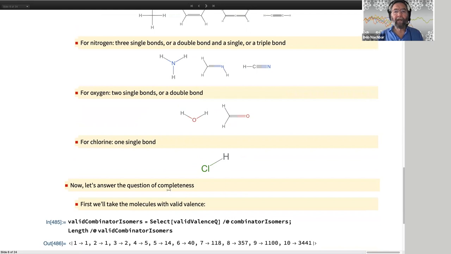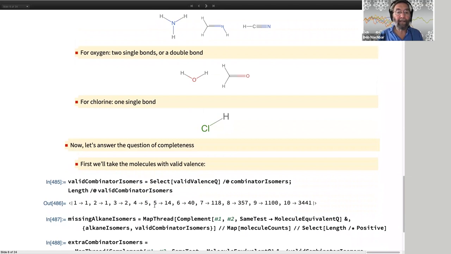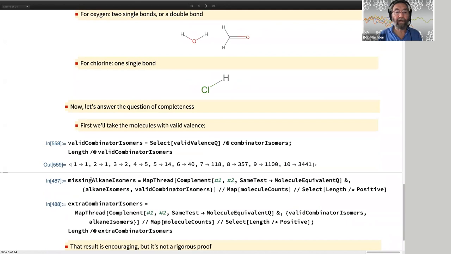So looking at just the molecules that were valid, do the structures that we generated of the combinators up to size 10 actually cover all of the possible alkane isomers? So let's get the valid ones. We looked at the invalid ones. Here are the valid ones. We can see that there are many more molecules generated from the combinators that are valid than from the alkanes. So there's some duplication there. But first, let's see if there are any missing.